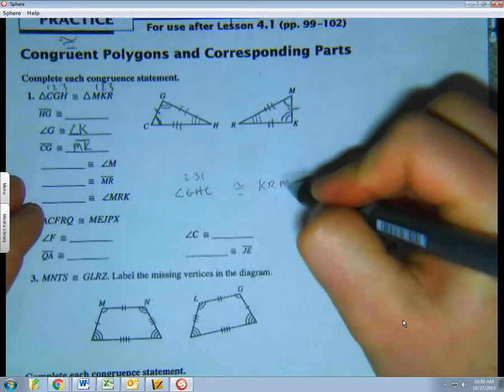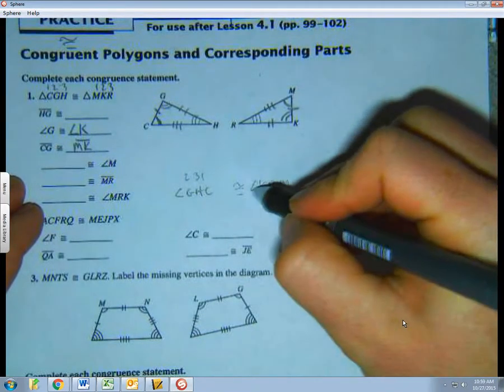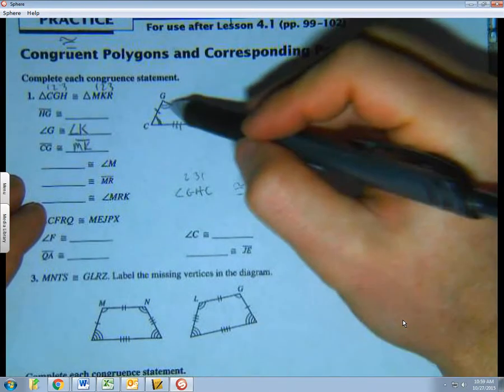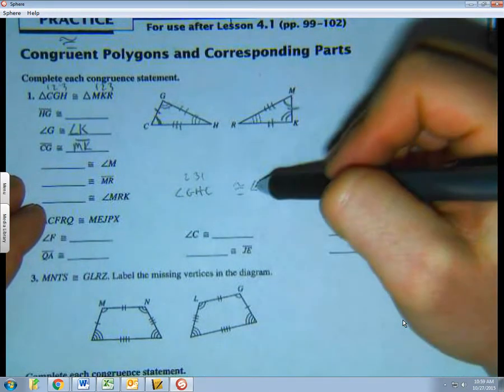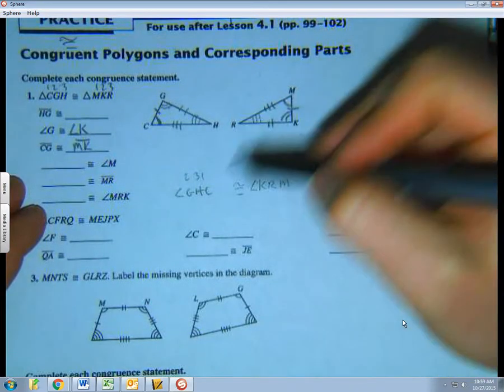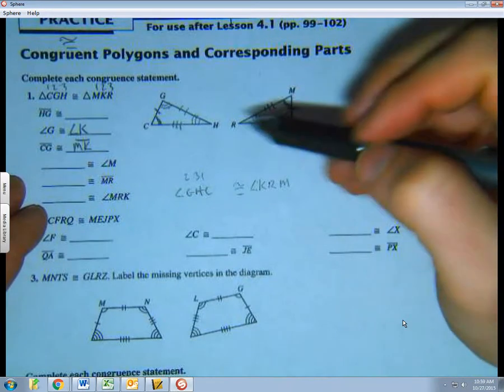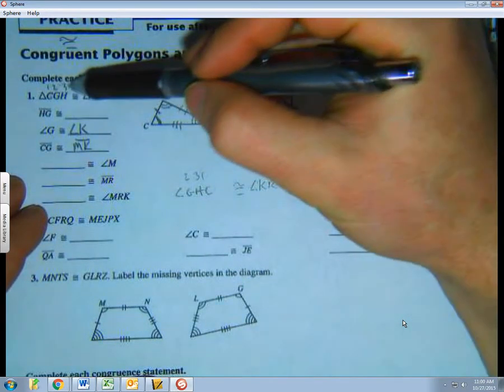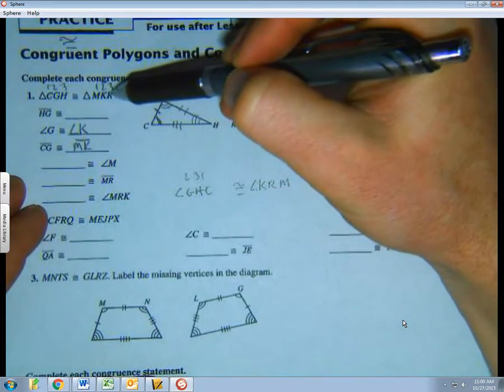Okay, now let's double check that. G is 2, K, H is 3, R is 3, C is 1, M is 1. And then also look over here. GHC goes 2, 3, 1, K, R, M goes 2, 3, 1. Awesome. Okay.